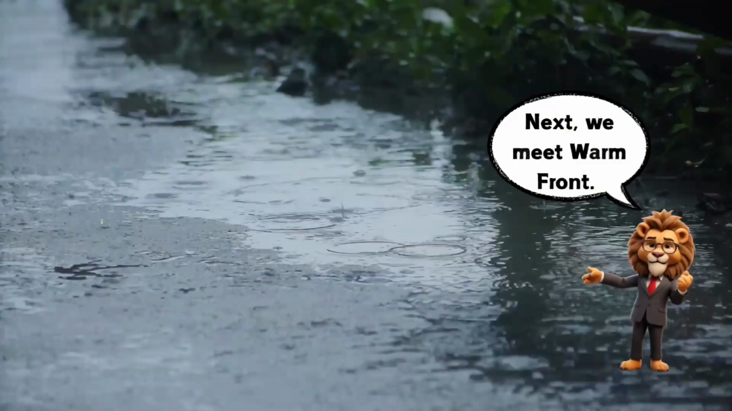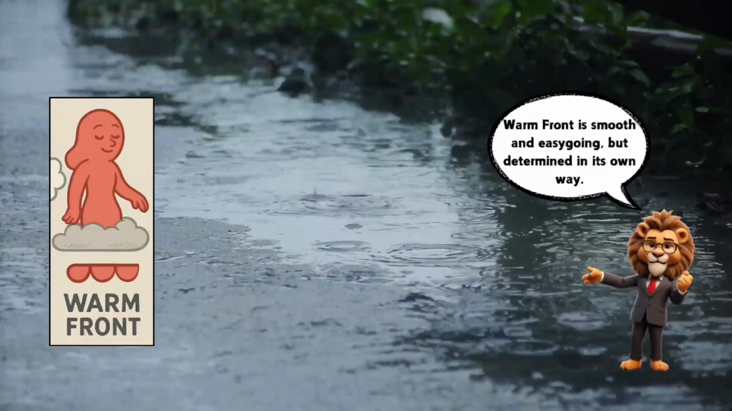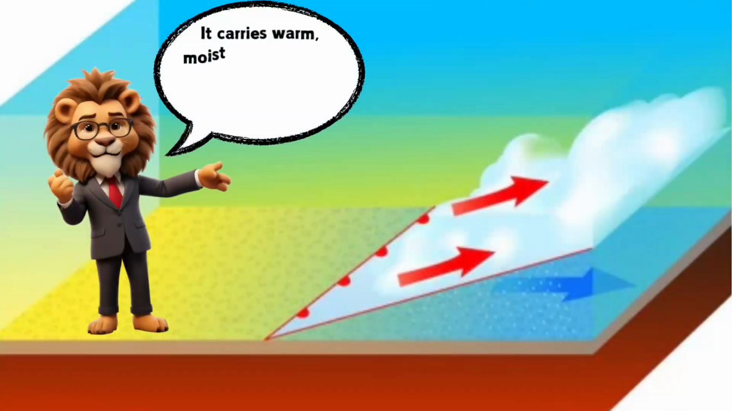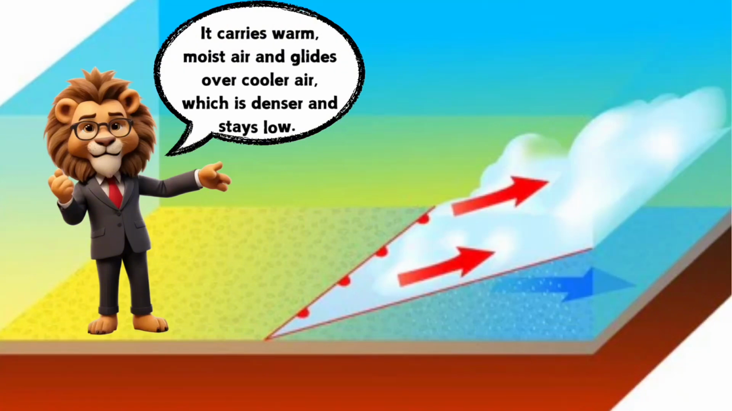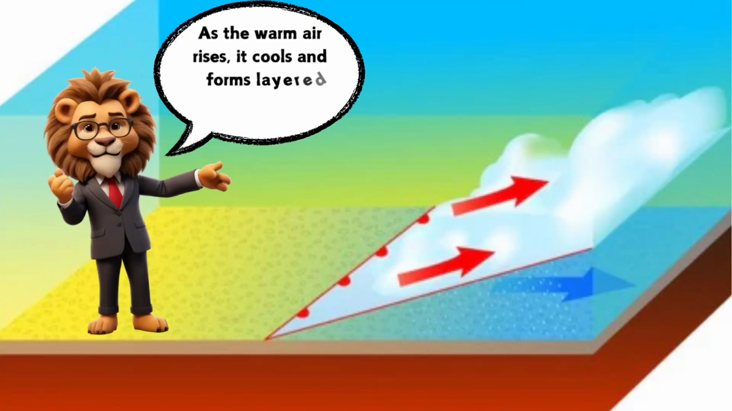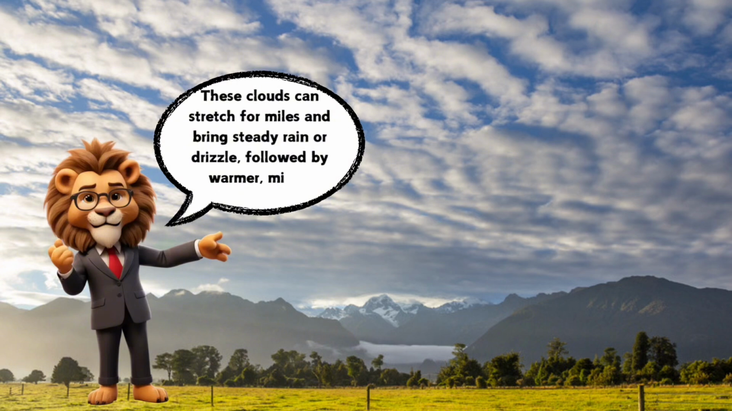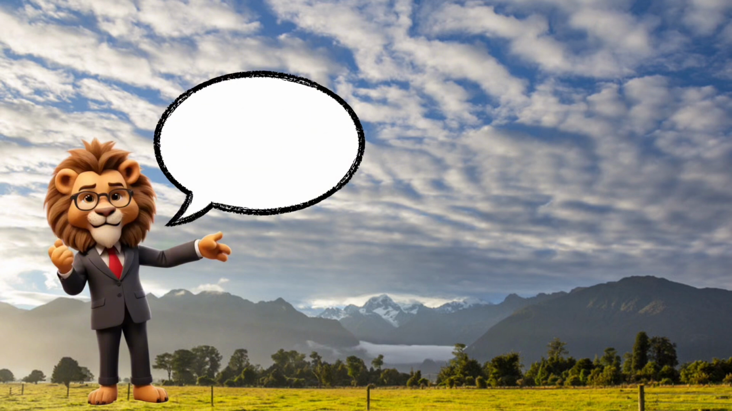Next, we meet warm front. Warm front is smooth and easygoing, but determined in its own way. It carries warm, moist air and glides over cooler air, which is denser and stays low. As the warm air rises, it cools and forms layered clouds called stratus clouds. These clouds can stretch for miles and bring steady rain or drizzle, followed by warmer, milder weather.